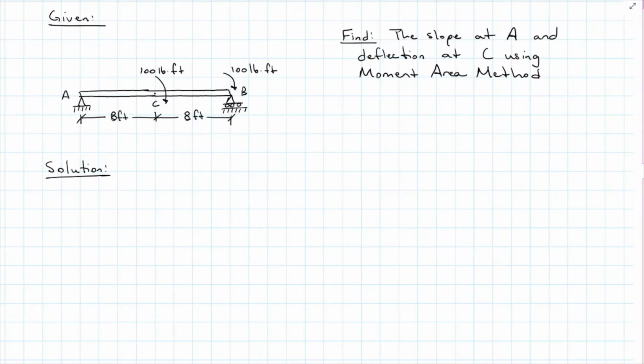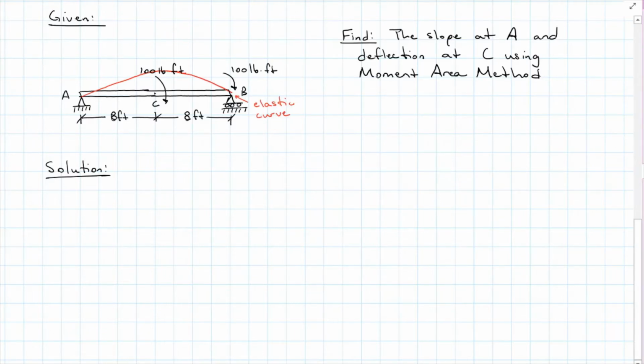I have a simply supported beam with a 100 foot-pound moment at the middle C, and then another one at roller B. And I want to find the slope at A and the deflection at C using the moment area method. So the very first thing I'm going to do is draw the elastic curve, or the deformed shape of the beam. So this beam is being rotated to the right and pulled up by those two moments. So our elastic curve should look something similar to this.